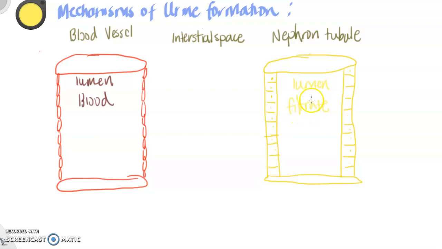And then that filtrate is manipulated or changed to become urine. So the end product then is urine. So the kidneys are going to put things in, take things out, whatever, and then the end product you have is urine, and that's what leaves the body.